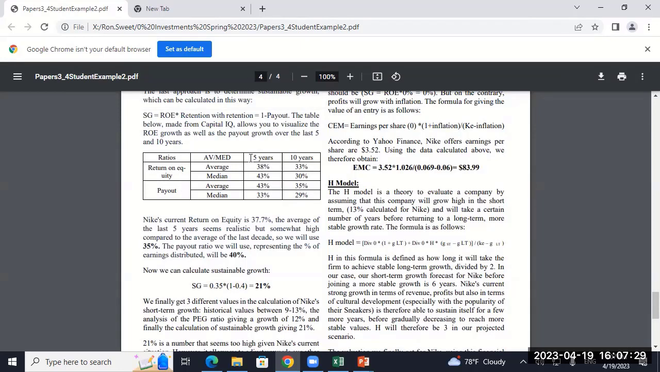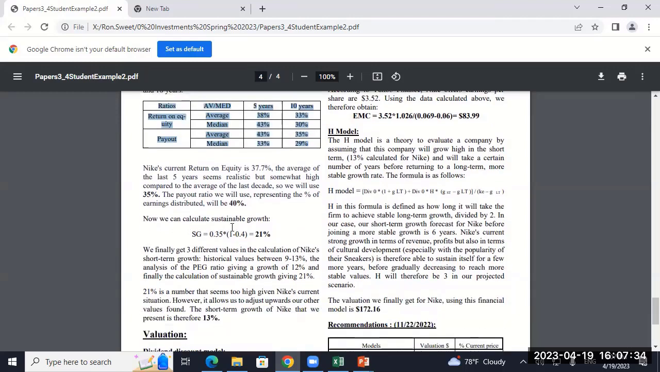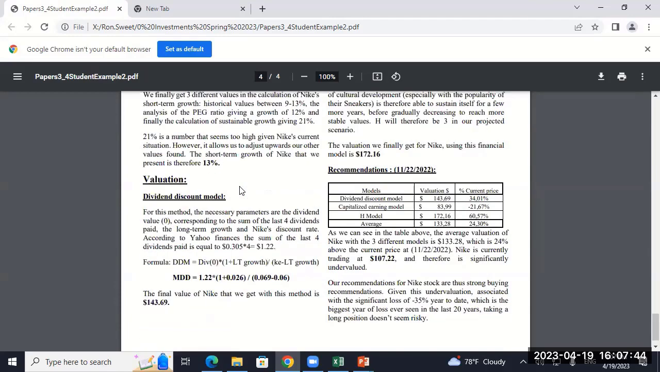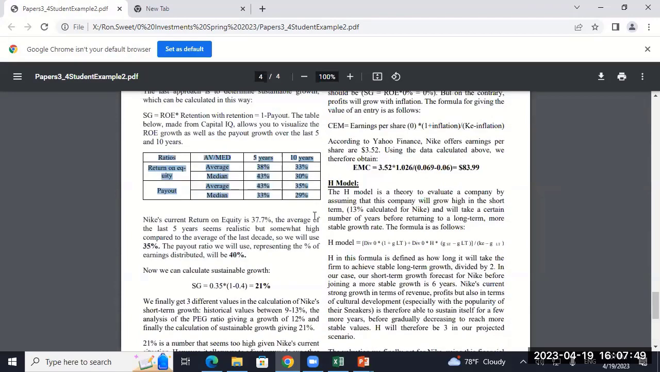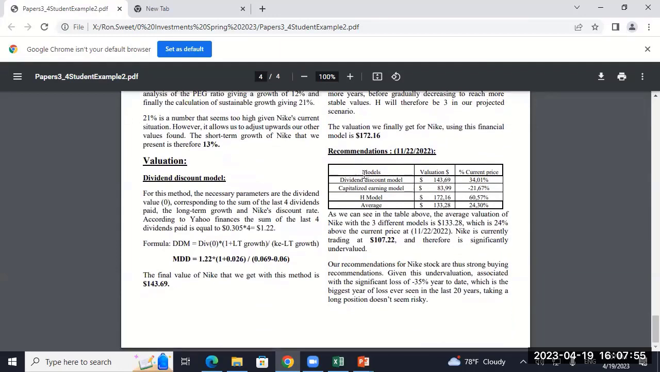Here they did a normalization on the sustainable growth. It's a really good thing to do. They did a 5-year, 10-year average just to show you what you could expect over the long term. Obviously, high profitable firm. And then valuation, did their models, gave me the formula, which really helps me a lot.